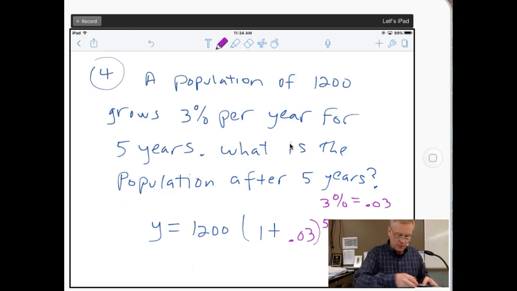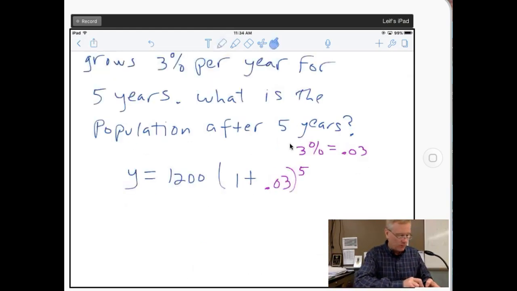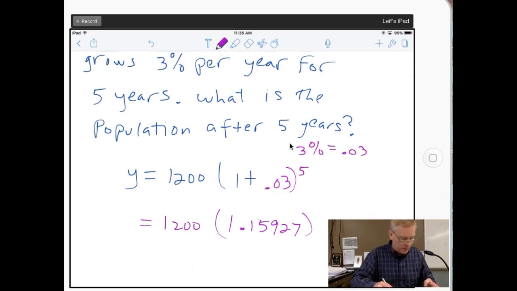All right. So now I'm going to punch the numbers in my calculator. Once again, do the addition first, and then do the exponent. Remember, order of operations, PEMDAS. Exponents come before multiplication. So 1.03 to the 5th power is 1.15. Write that step down this time. 1.15927 times 1,200 comes out to 1391.13.